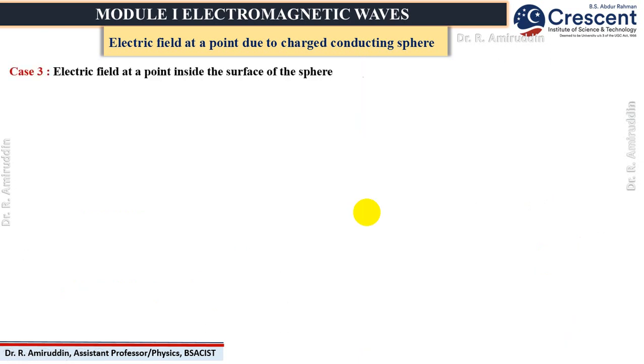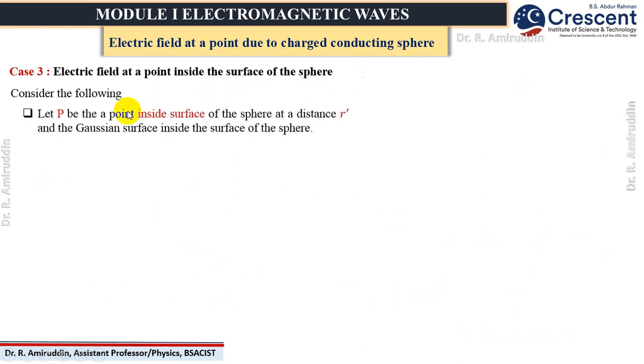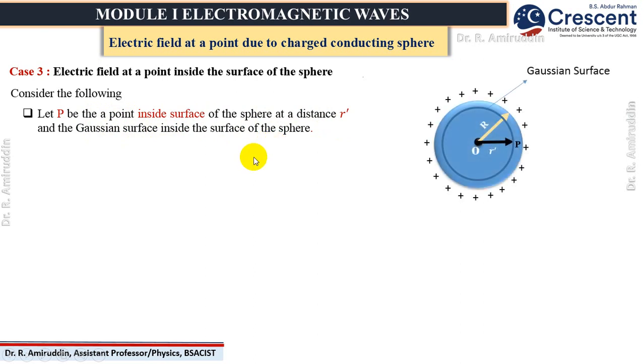Let us see the last case, that is case 3, electric field at a point inside the surface of the sphere. So we will consider the following, in which capital P is a point inside the surface of the sphere at a distance r prime, and the Gaussian surface will be lying inside the surface of the sphere. The schematic diagram has been shown here, where we can see the Gaussian surface lies within the sphere of radius r prime located at the point capital P.